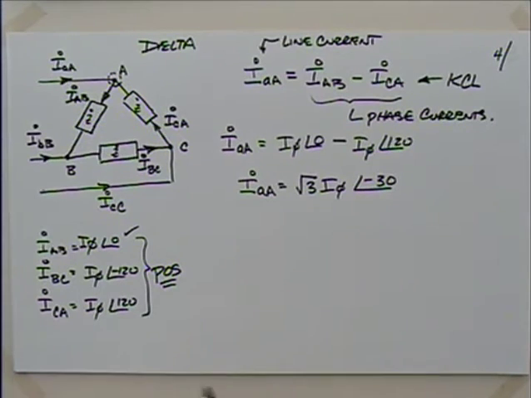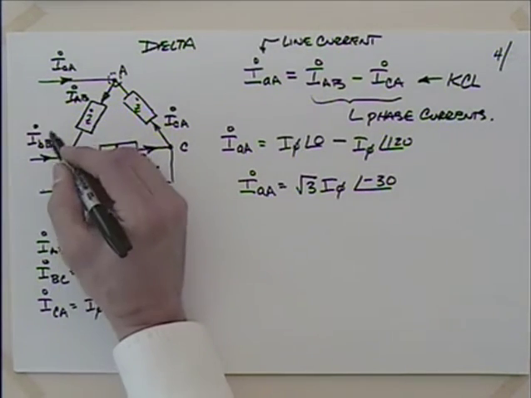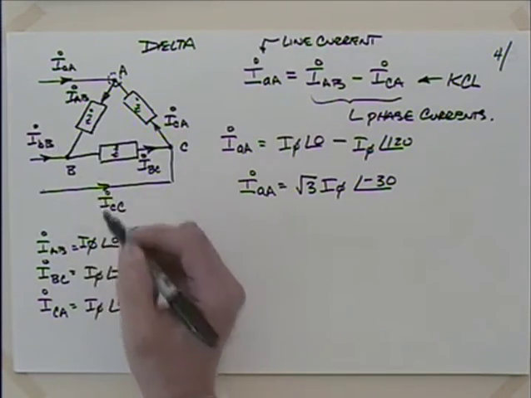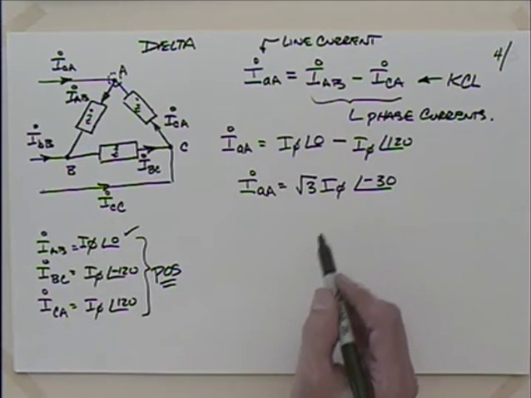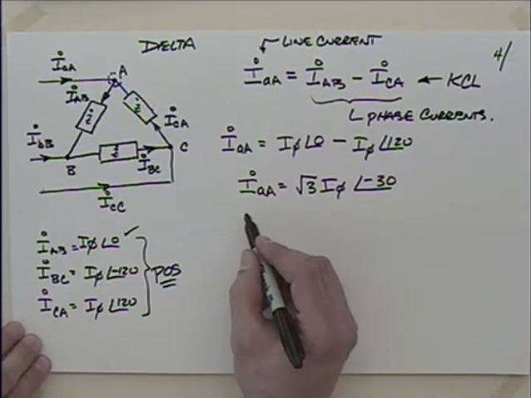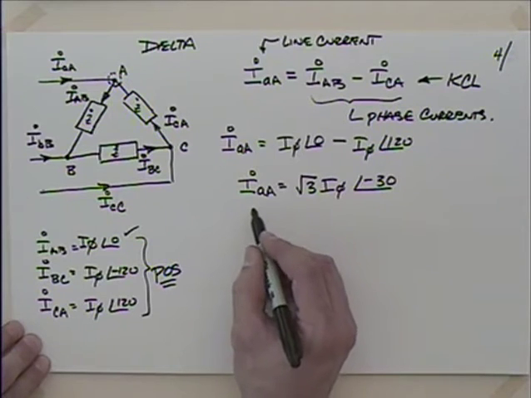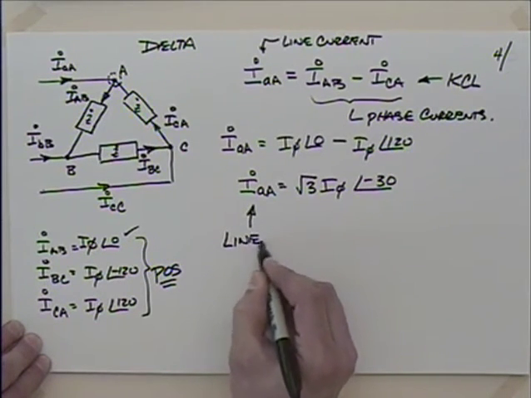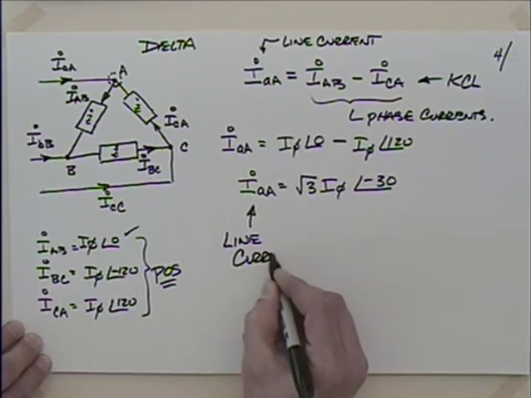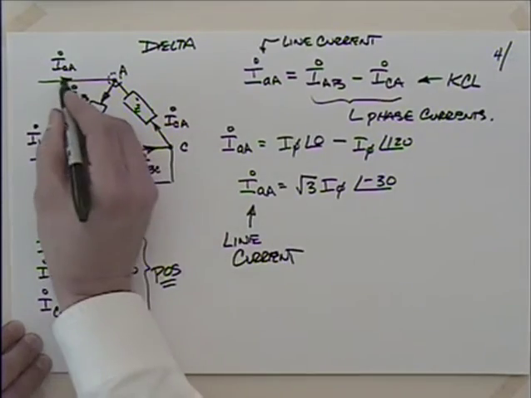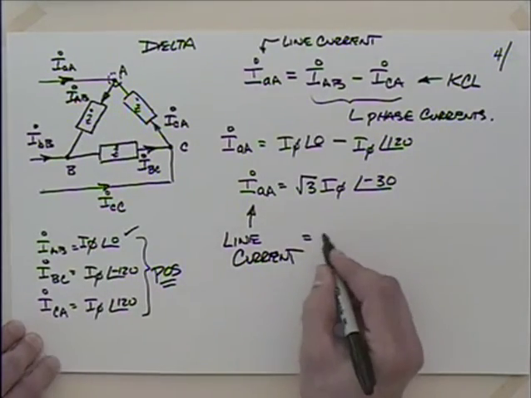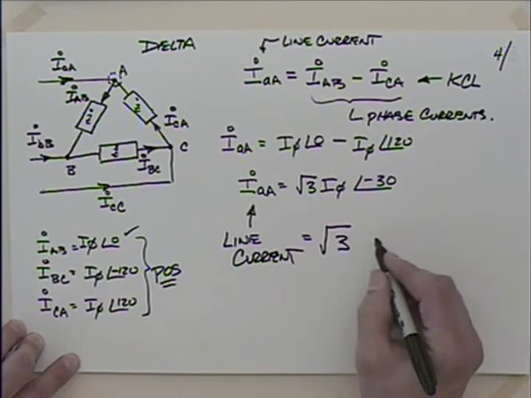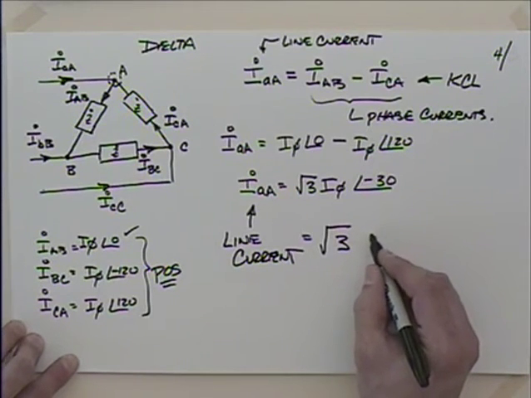We could do this again for the other ones, for I_BB and for I_CC. I don't think we need to because we can extend into that. More important is to spend some time on what this really means. Well, this means that the line current, the current going down the line there, is equal to the square root of 3 times the phase current.